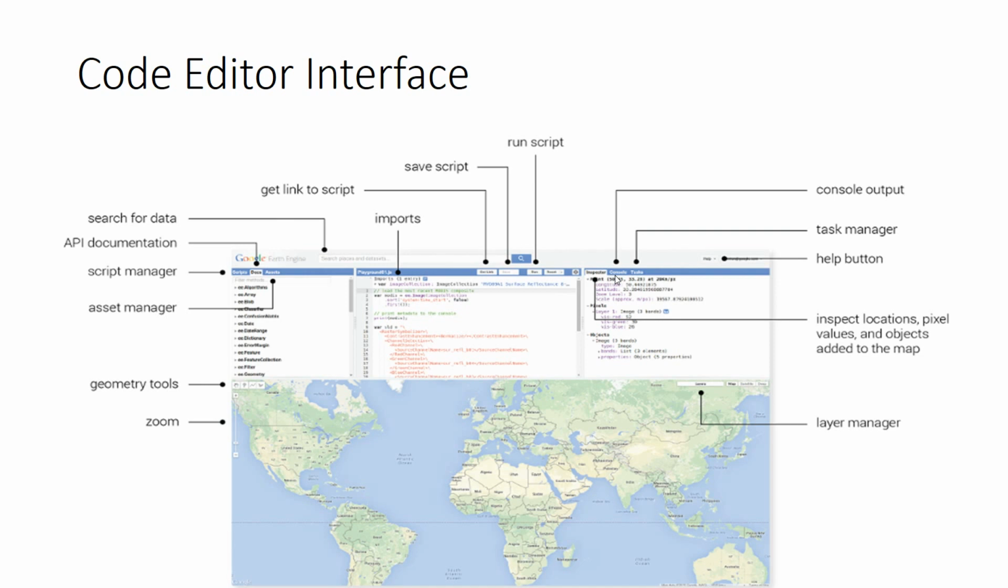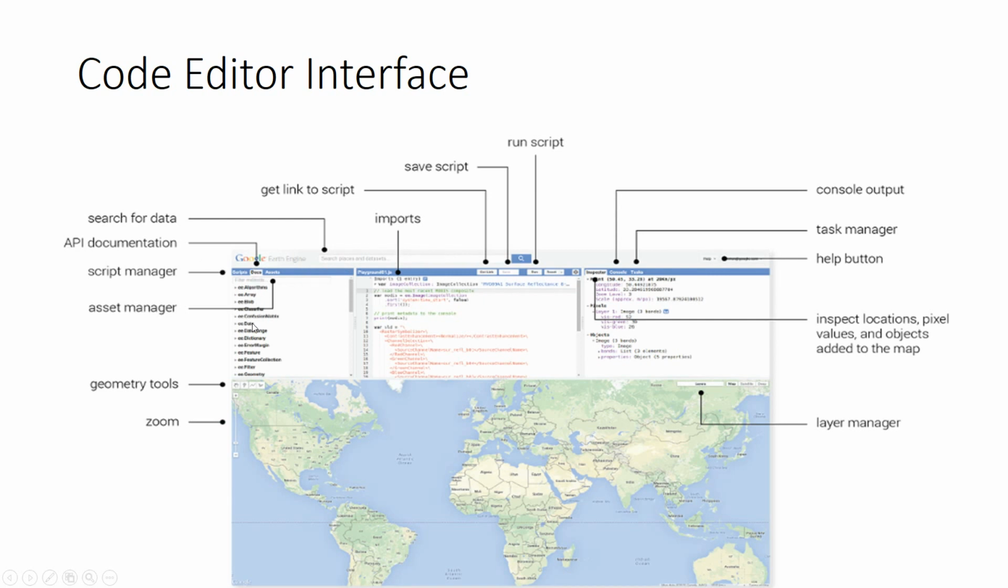Okay, now we're coming to the code editor interface where we talk about different functions. We'll start here with this one, search for data. You can search your images here. You can search your biophysical data.